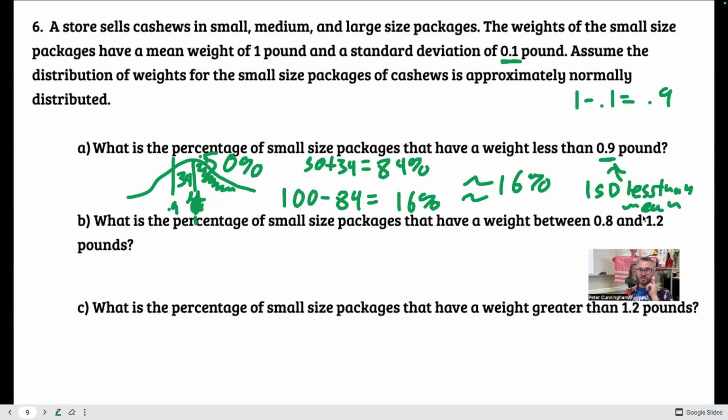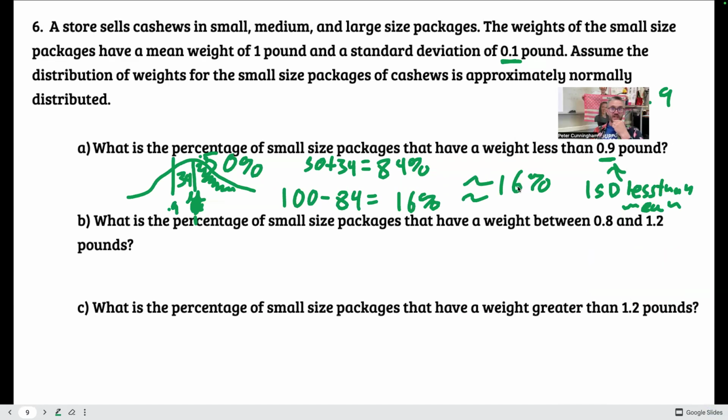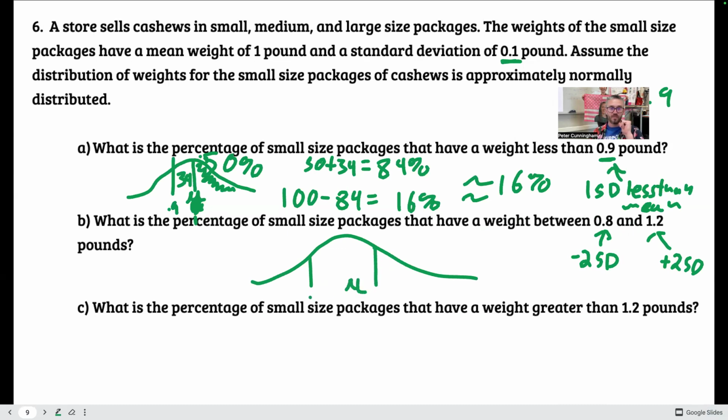All right, what is the percentage of small size packages that have a weight between 0.8 and 1.2? Again, these aren't accidental numbers. 0.8 is minus 2 standard deviations from the mean. 1.2 is plus 2 standard deviations. You have that normal curve, and if you have your average in the middle, you've got minus 2 standard deviations right here.